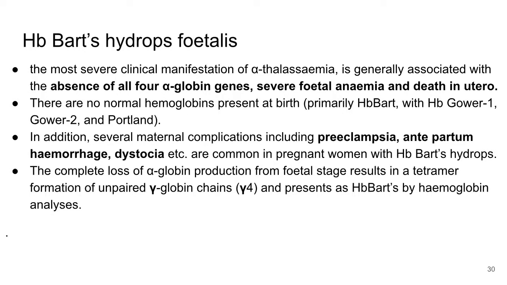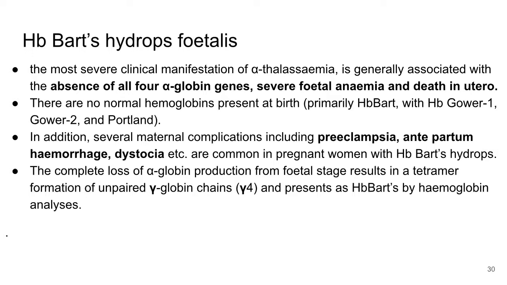Hemoglobin Barts hydrops fetalis is the most severe clinical manifestation of alpha thalassemia. It is generally associated with the absence of all 4 alpha globin genes, severe fetal anemia, and death in utero. There are no normal hemoglobins present at birth. In addition, several maternal complications including preeclampsia, antepartum hemorrhage, and dystocia are common in pregnant women with hemoglobin Barts hydrops.